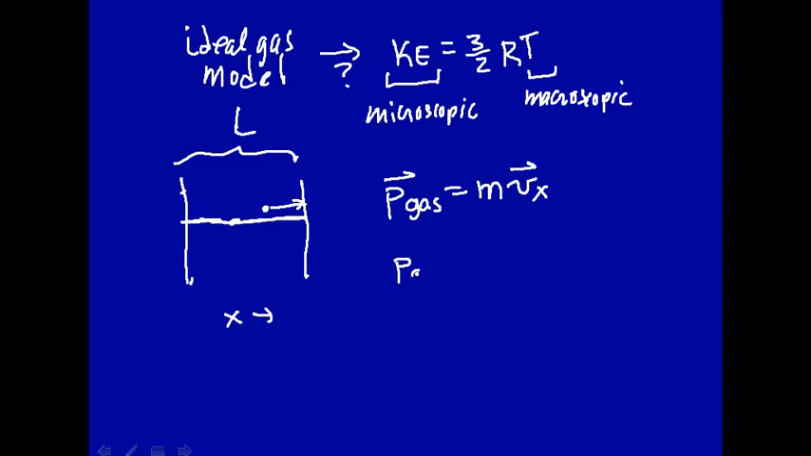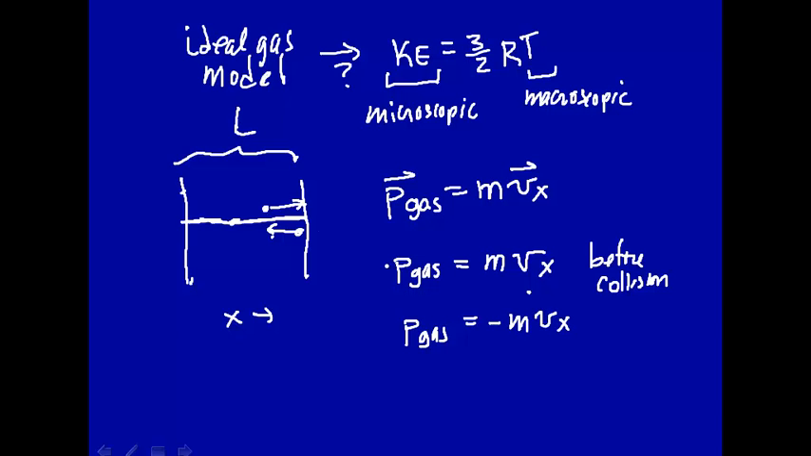Instead of looking at vectors, let's look at the scalar quantity here. This would be mass times the velocity in the x direction. So this has a certain velocity going here, and let's call this before collision. After the collision, the molecule bounces back this way. So the momentum of the gas after the collision is minus m times the velocity in the x direction. It's going the opposite direction. This is after collision. So the change in the momentum of the gas particle is final minus initial, which is minus 2 times the mass times the velocity in the x direction.